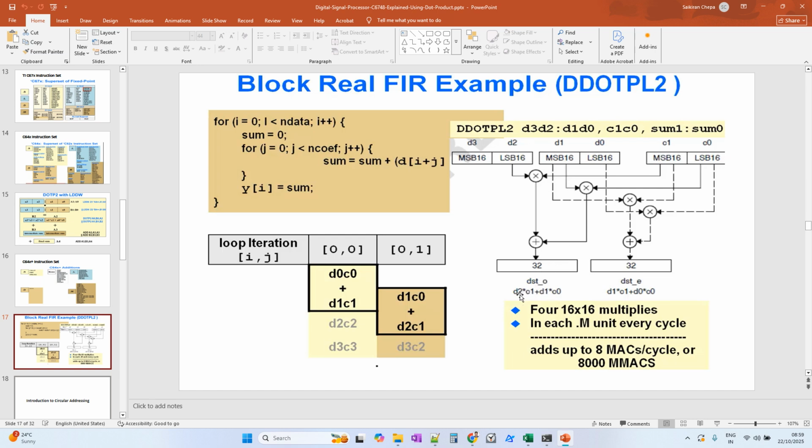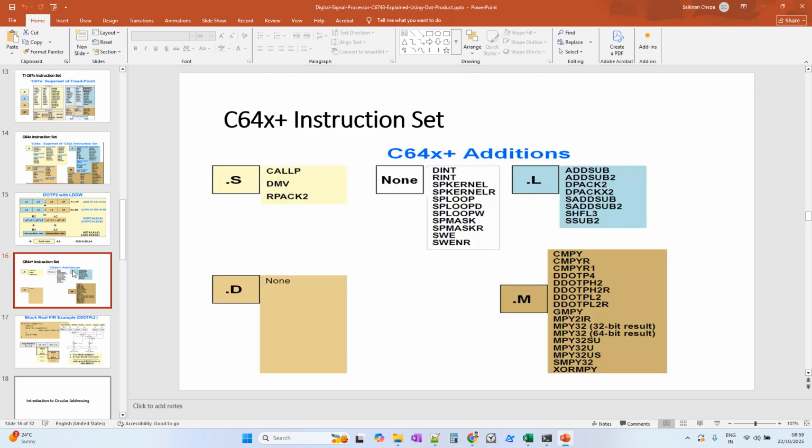2 multiplications and additions are happening. Here 2 multiplications, here 2 multiplications. So total 4 multiplications one double dot product is doing. We have 2 multiplication units, right? So 4 we are doing with one unit, another 4 with the other unit. So total 8 multiplications, 4 16 cross 16 multiplications in each M unit. So 4 plus 4, 8 max we can do per cycle in the case of C6x plus architecture.